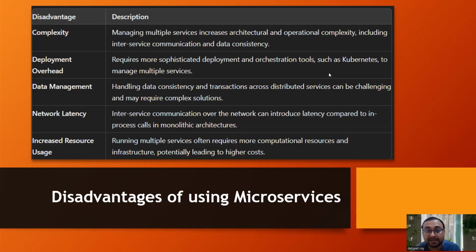It also becomes much more challenging. Why? Because we are running multiple services across multiple servers, and they are using computational resources as well. They are using more and more resources of our servers and infrastructure, which increases the cost basically. So these are the challenges that we face in the case of microservices. So let's go to the next question.